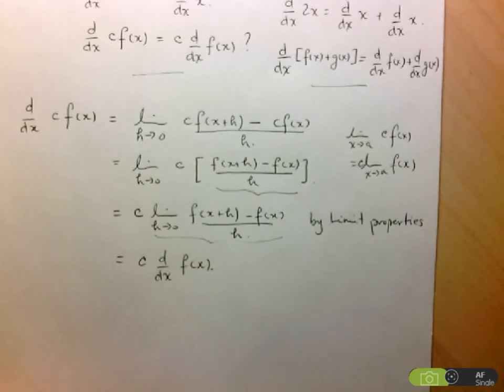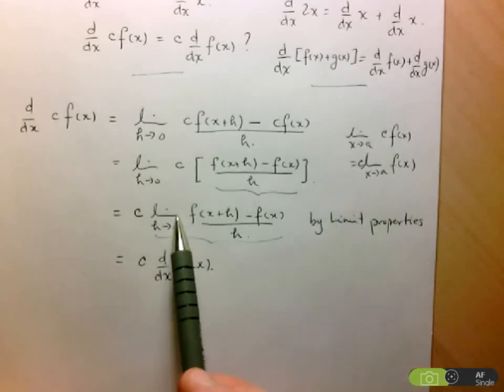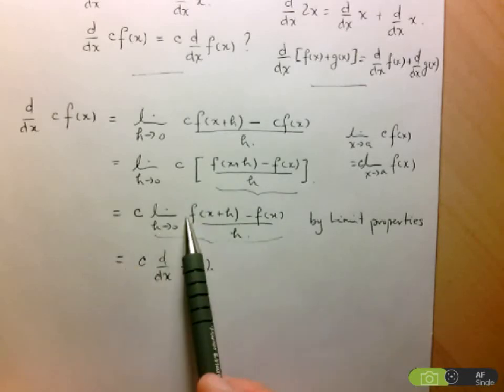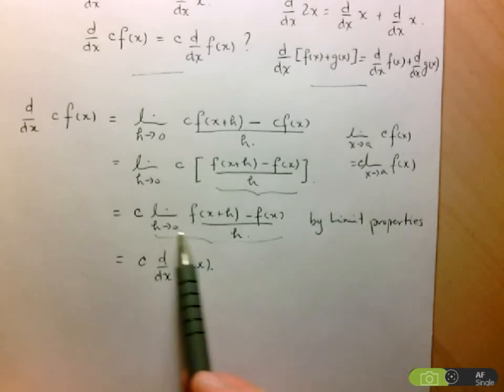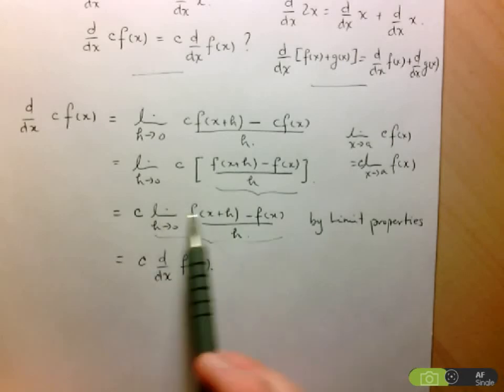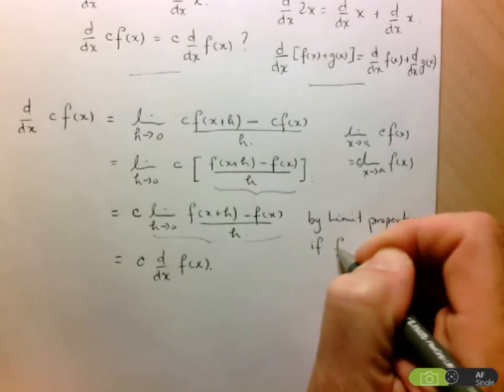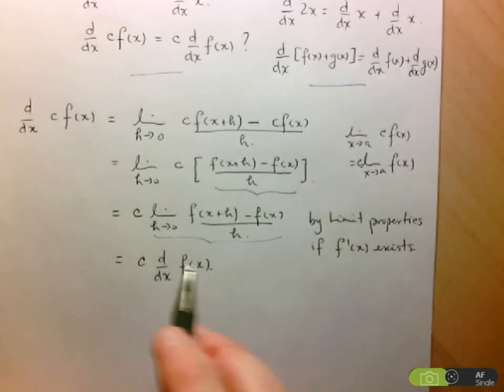One little thing we need to specify here, because we need to see if there are any conditions. In order to use this limit property, the condition is that the limit has to exist. So this limit here has to exist in order to use our limit properties. But this limit existing means the derivative of f has to exist. So this only works if f prime at x exists, if that limit exists.